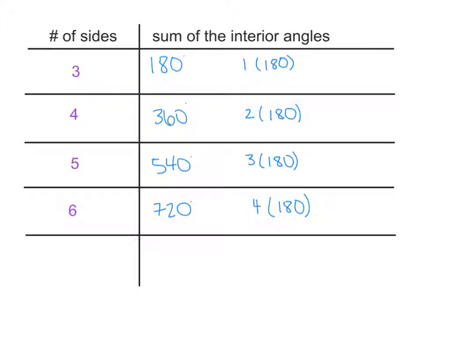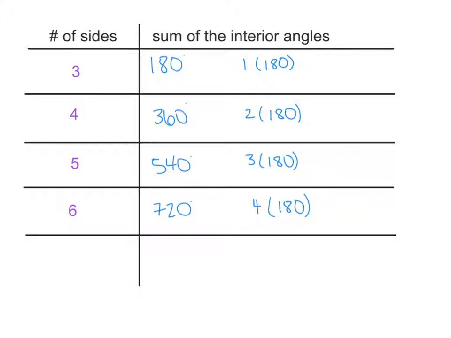So if it is a triangle, we know the sum is 180 degrees. Quadrilateral, 360. Okay, but the 360 we said came from splitting it into 2 triangles. The 540 from splitting it into 3 triangles. The 720 from splitting it into 4 triangles. So we need to make a connection between these numbers, 1, 2, 3, and 4, and these numbers, 3, 4, 5, and 6.